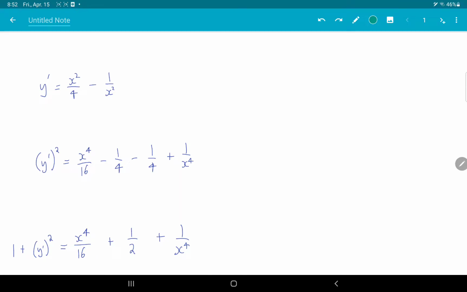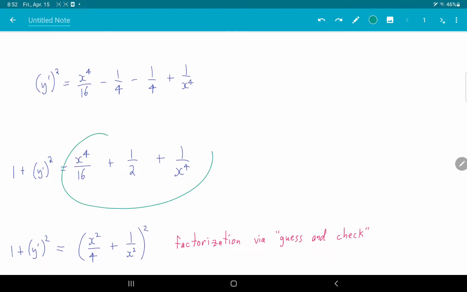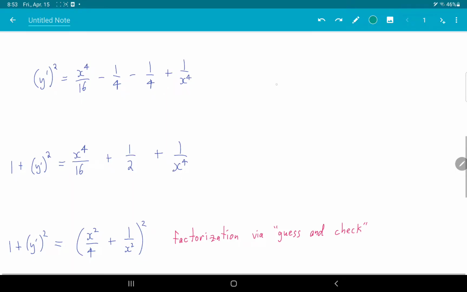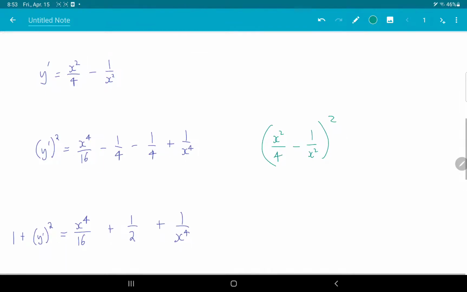But thankfully, we've cooked up this example in a very nice way so that we actually have a factorization of this expression. Now I'm saying here I factorized by guess and check. Well, what did I do? I said to myself, well, above I had x squared over 4 minus 1 over x squared. When I squared that, you'll remember I did that up here. When I squared this, I got this.